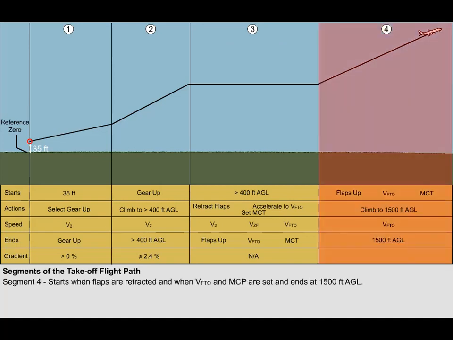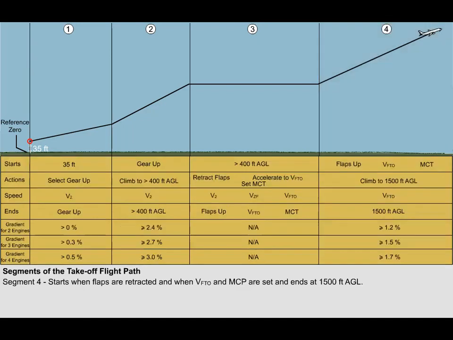The fourth segment starts when the flaps are retracted, the final segment speed is achieved, and the thrust is set to maximum continuous thrust. From this point, the aeroplane is climbed to above 1,500 feet, where the takeoff flight path ends. The pilot will either rejoin the airfield to land or continue en route to the takeoff alternate. The climb gradient for this last stage must not be less than 1.2%.